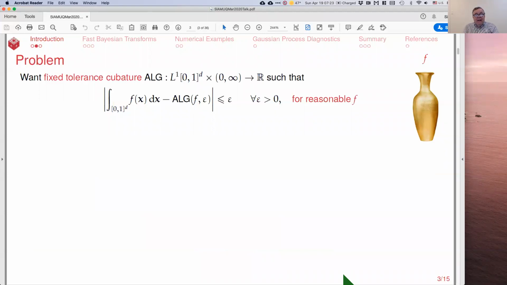We want to have an algorithm that approximates the integral to within the error tolerance specified by the user. And we want the user to be able to hand us almost any function and the algorithm will work. Now, the user can't hand us any possible function. It must be a reasonable function. And let me explain what I mean.